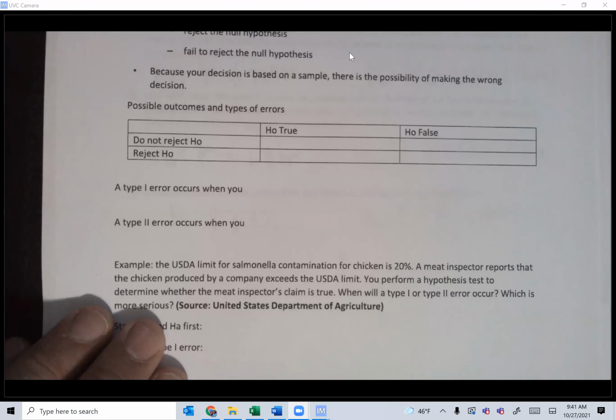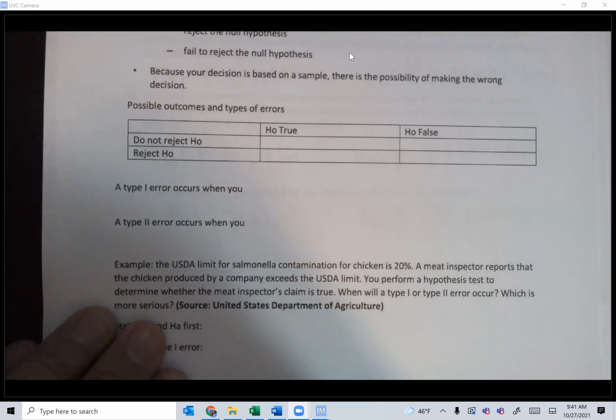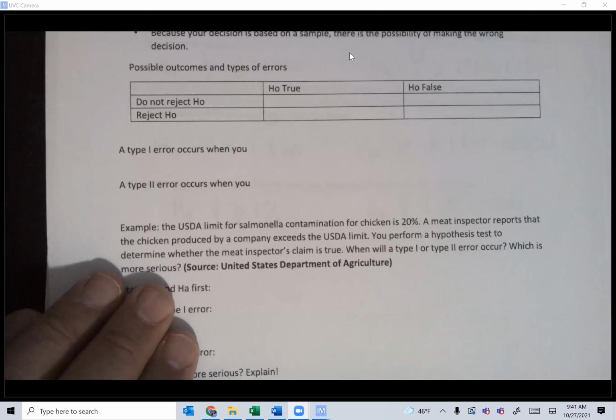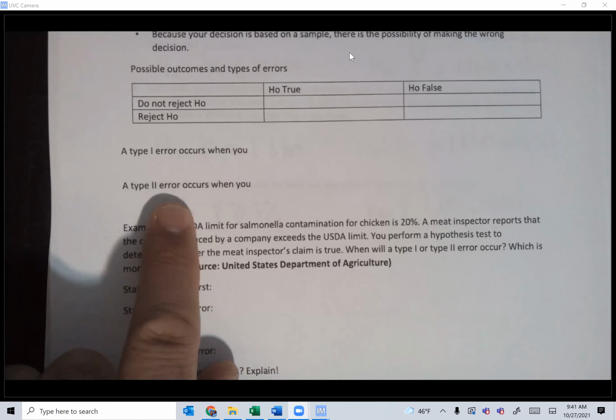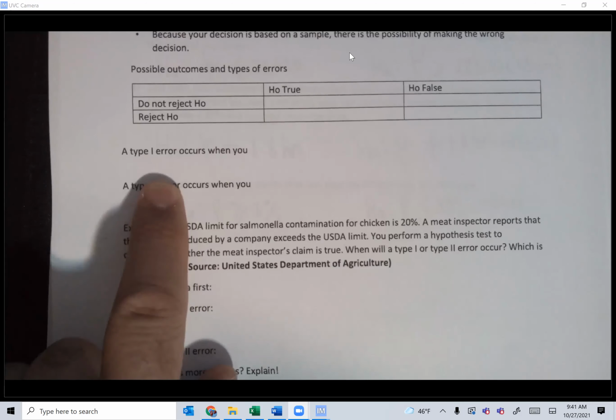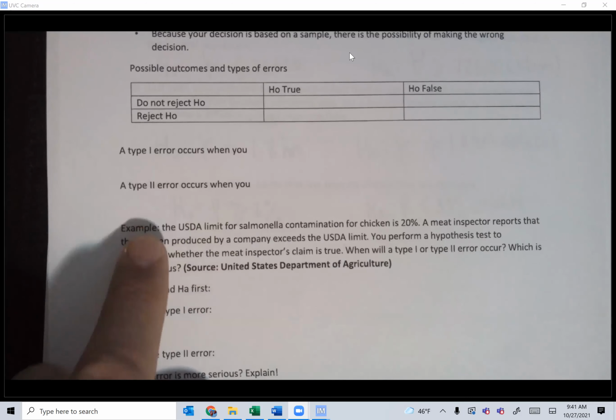Okay. Because your decision is based on a sample, guys, there is a possibility of making the wrong decision. When you collect data from a sample, if the sample was not an excellent representative of the population, it is very possible that we'll end up making a wrong decision because we don't have the entire population. We're surveying only a sample. So there could be a wrong decision, but we'll try to eliminate the possibility of making a mistake. So I'm going to define two types of errors here. There's a type 1 error in statistics and a type 2 error, and let me give you the definition.